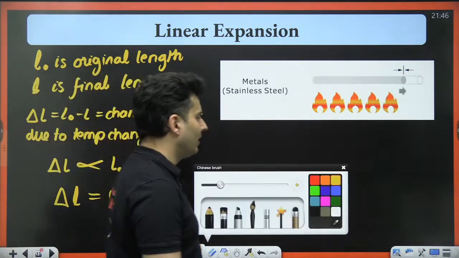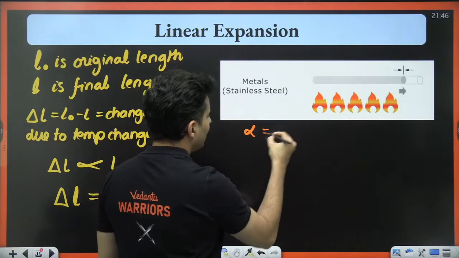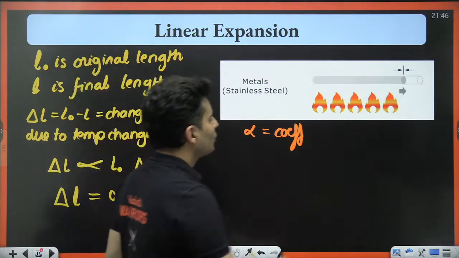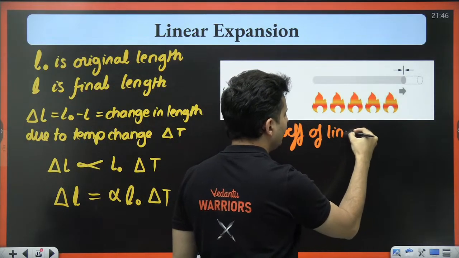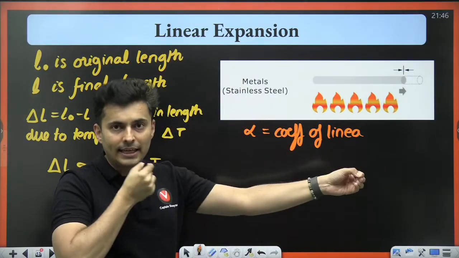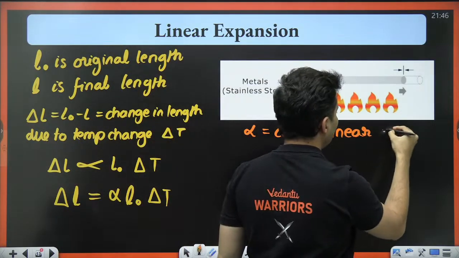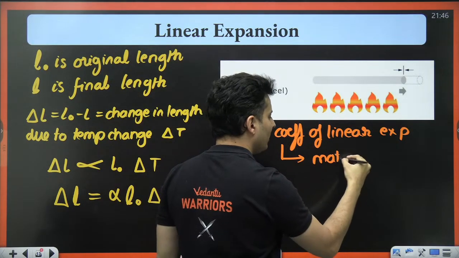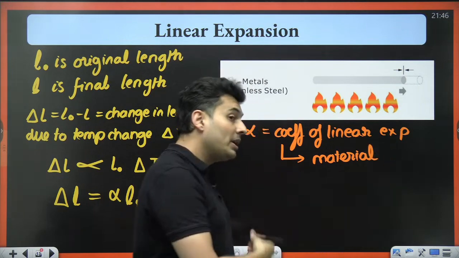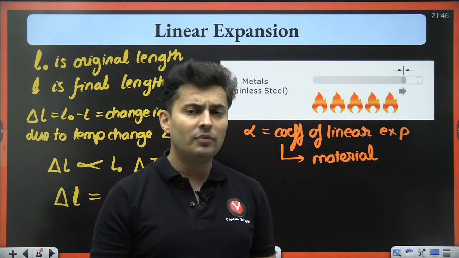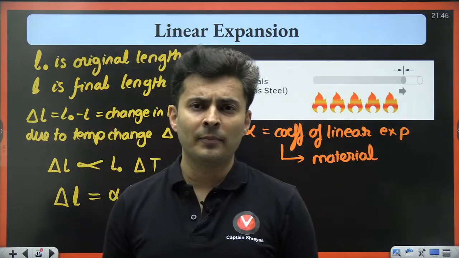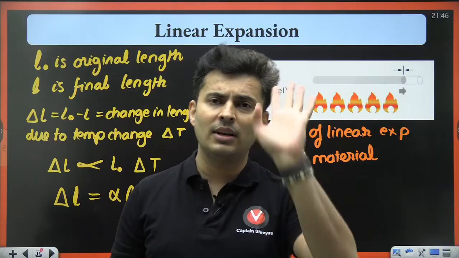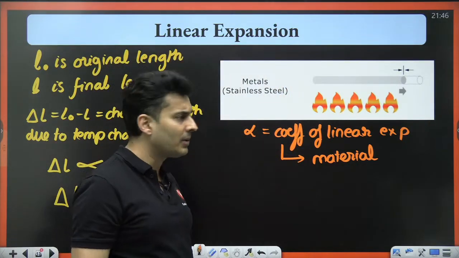You might be wondering, what is this alpha? Well, this alpha is called the coefficient of linear expansion, because length, line, linear. What does it depend on? It completely depends on the material. Aluminium will have a different alpha. Steel will have a different alpha. Stone, cement, iron will each have a different alpha. Understood? It is a material property.